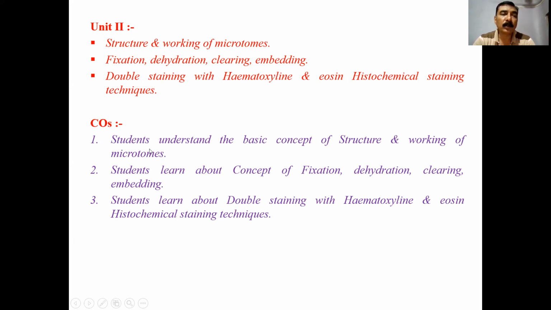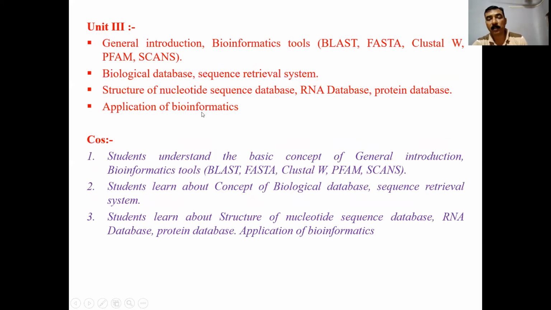So course outcomes: student understand the basic concept of structure and working of microtome. Student learn about the concept of fixation, dehydration, clearing, embedding. Student learn about the double staining with hematoxylin and eosin and histochemical staining techniques of carbohydrate, protein, and lipid. It is done with the particular type of the processes.